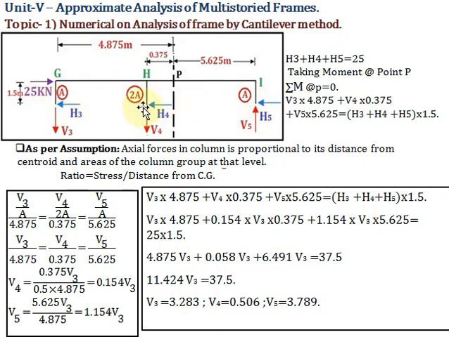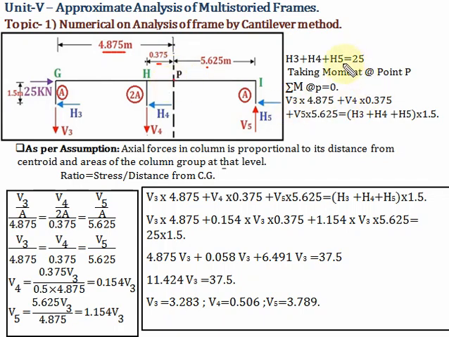We know the area A, twice A E. Already we have found X bar as 4.875, measured from the leftmost column. Now from each column we have to measure the value. This will be X2, this will be X3, the distance from the second column, and this will be the distance of the column from the CG point. That is point P.